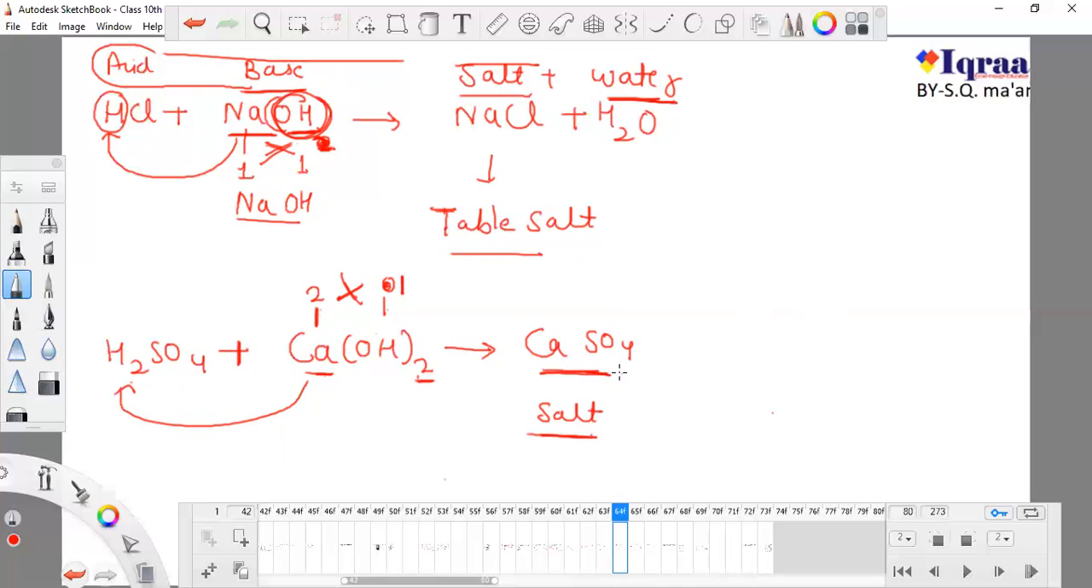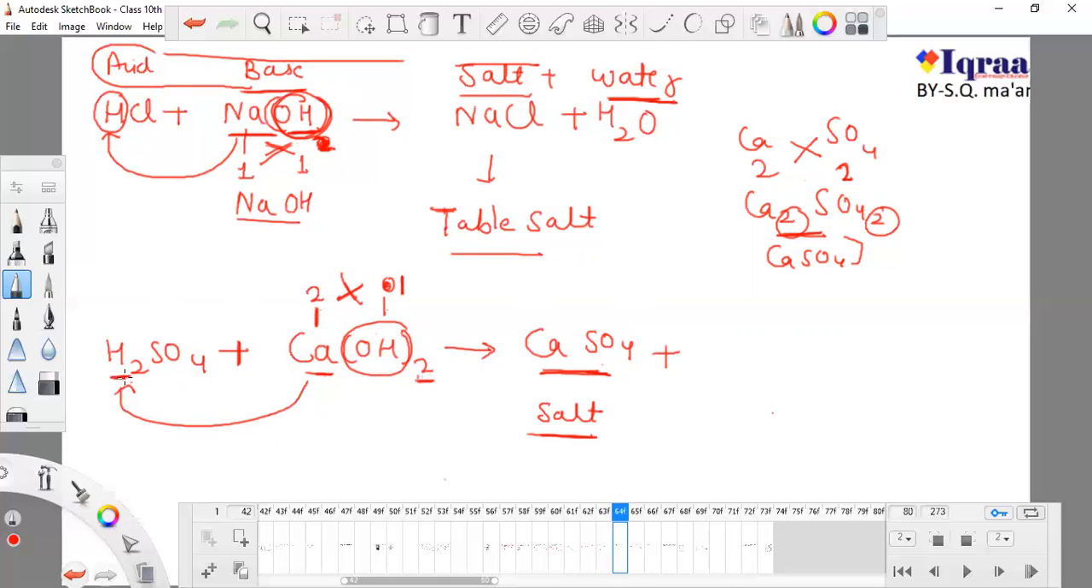Again, to balance this or to check this, go with their valencies. Calcium has 2 valencies and SO4 has 2 valency. Okay, if I cross them, calcium will be 2 and SO4 will be 2, and finally I can write CaSO4, because both of them have the same valency, 2 and 2. So I don't have to do anything with this. This is already managed.